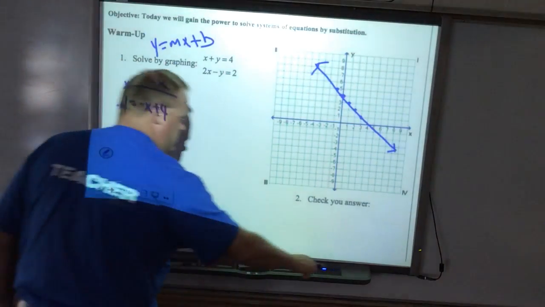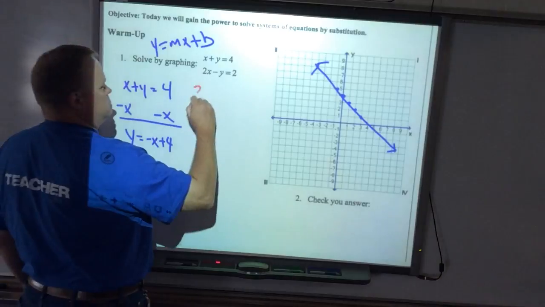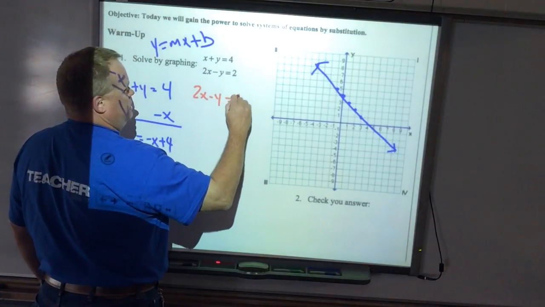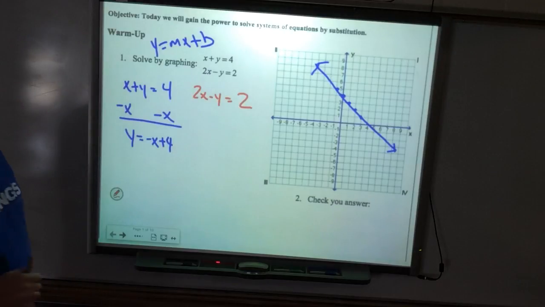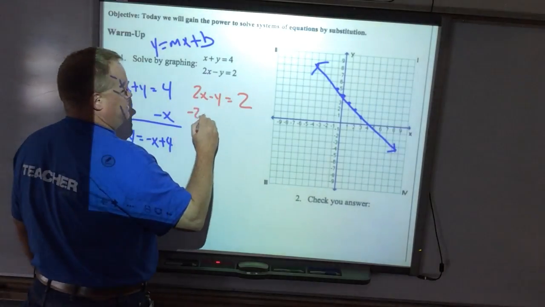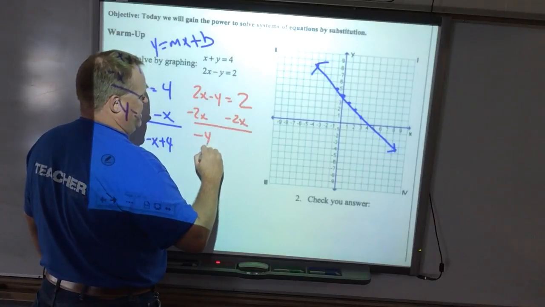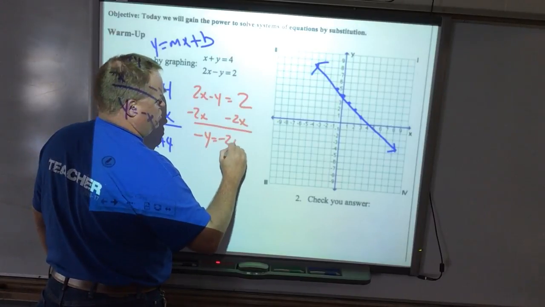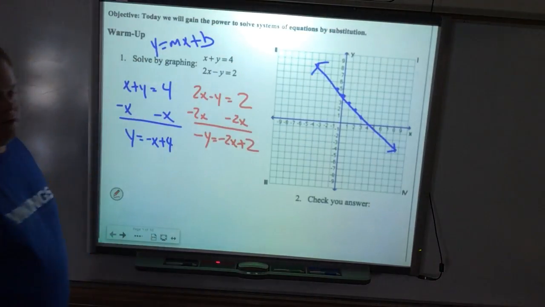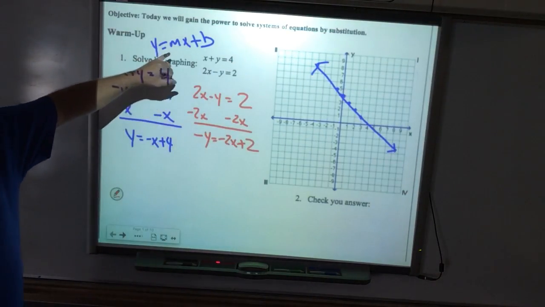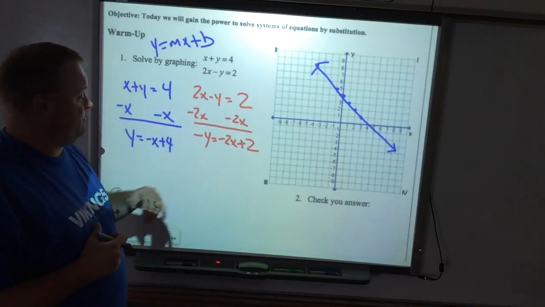The second one, I have 2x minus y equals 2. Once again, I want the y equals mx plus b form. So I'm going to take the 2x and move it to the other side. This leaves me with negative y equals negative 2x plus 2. Remember, I always want the x in front of the number. I want it in y equals mx plus b form. So I definitely want that x up front.